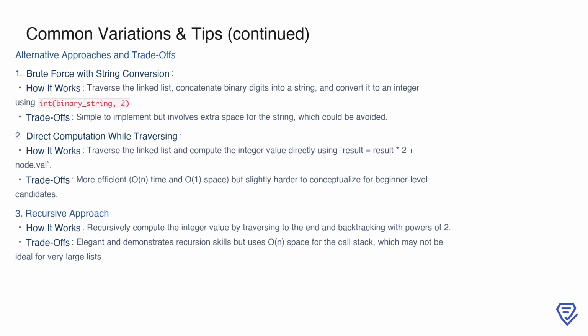Another option is the recursive approach, which calculates the integer value by traversing to the end of the list and backtracking with powers of 2. This method is elegant and demonstrates recursion skills, but it uses O(n) space for the call stack, making it less suitable for very large lists. Consider the trade-offs of each approach based on the specific constraints of the problem.